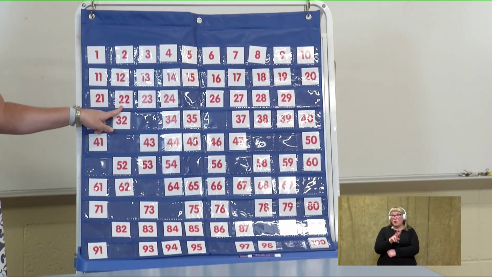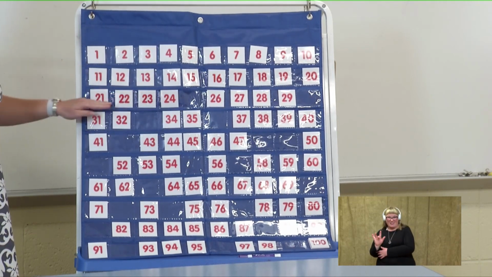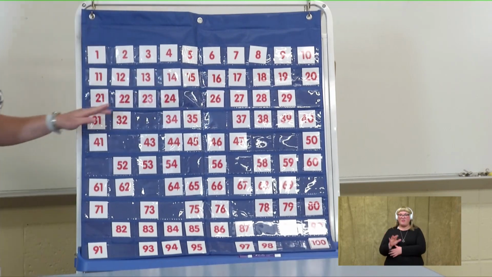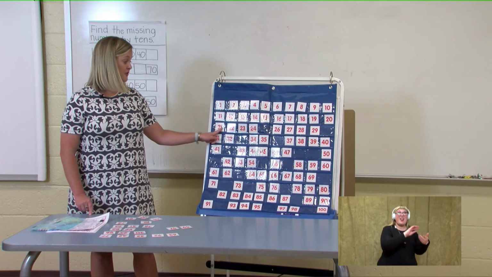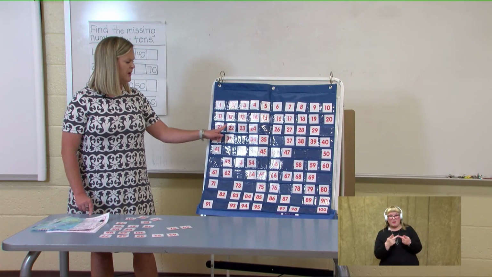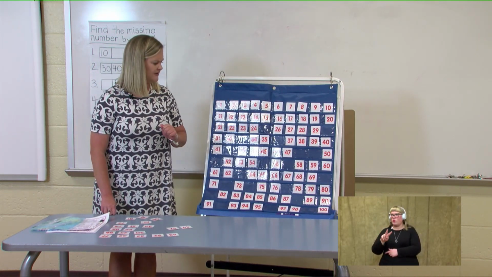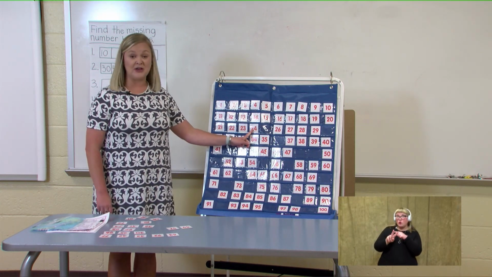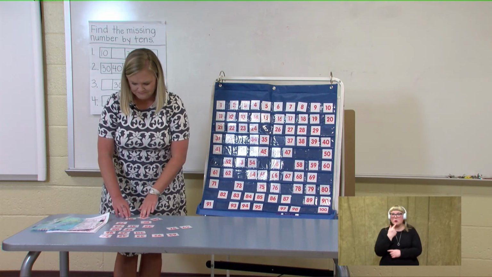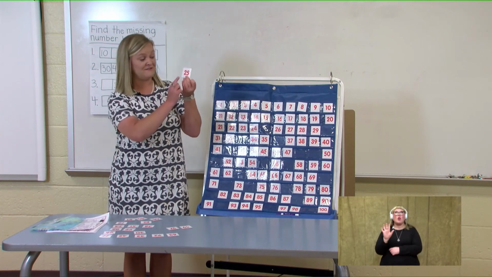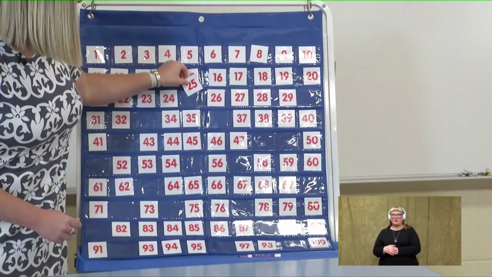21, 22, 23, 24, 25. So we notice all of our numbers in this row have a 2 in the tens place. That's 20. And then the ones in the ones place. So let's see. If we have 21, 22, 23, 24, 25, what do you think 25 will look like? It will be a 2 in the tens place and a 5 in the ones place. So let me see if I can find that. Here it is. This is 25. A 2 in the tens place and a 5 in the ones place. 25. Very good.